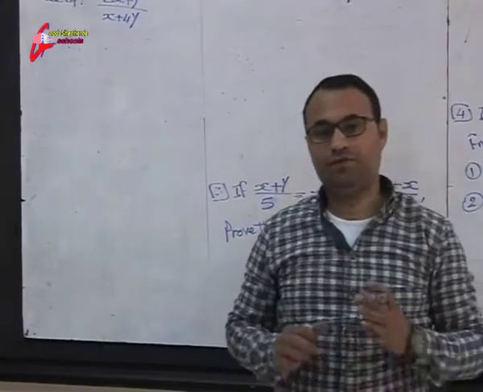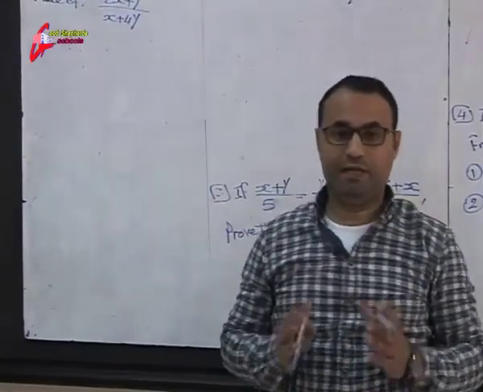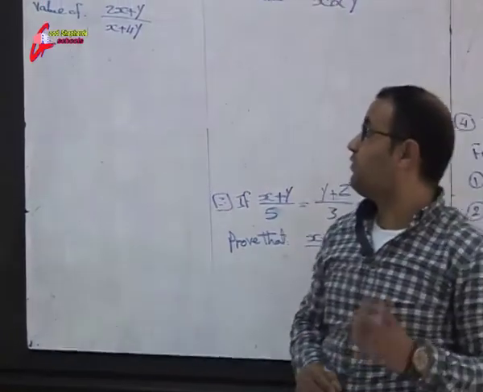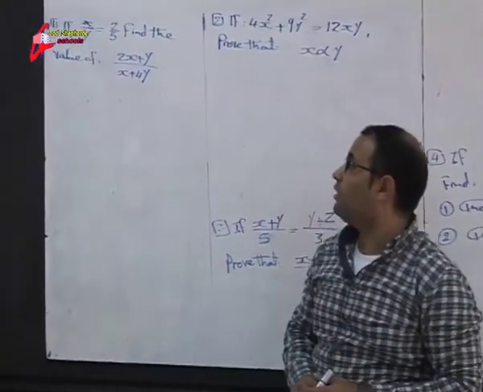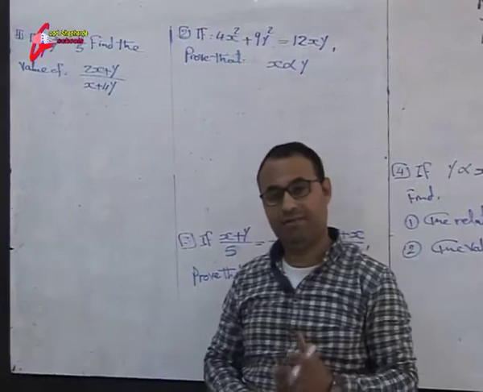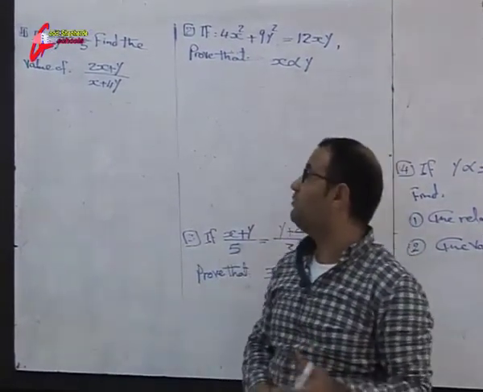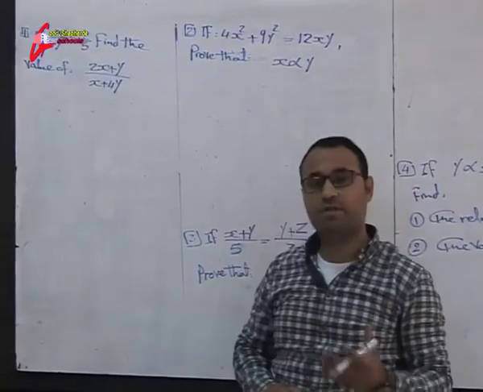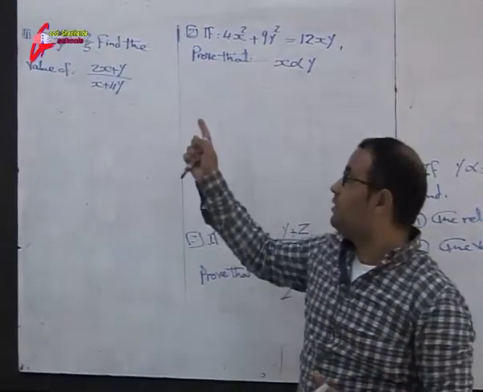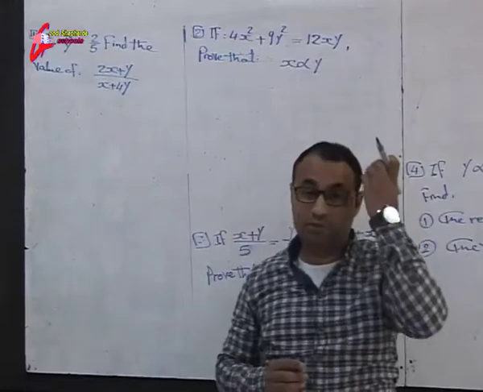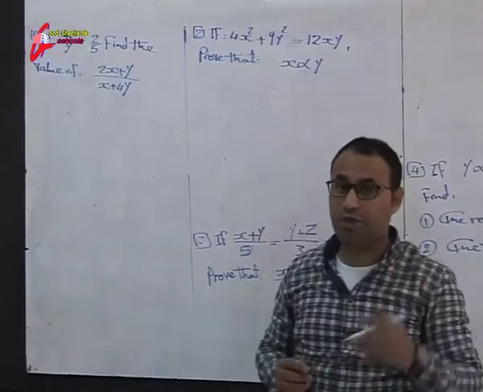Welcome to the algebra review. This part is for algebra. If this is the first question: if x over y equals 2 over 5, find the value of (2x + y) over (x + 4y). This is property number 4 in the lesson of proportion, not ratio.